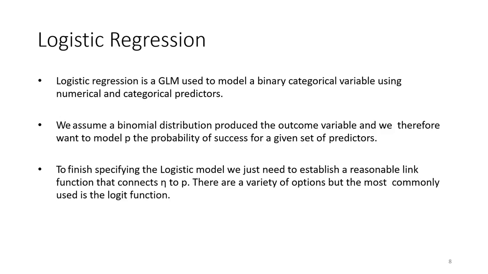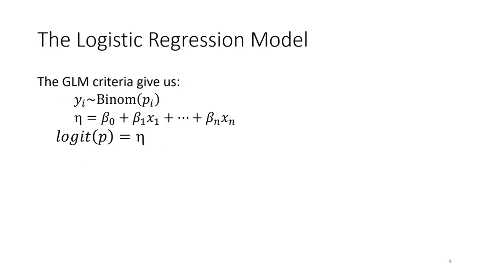And then to finish specifying the logistic model, we need to establish a reasonable link function that connects the left-hand side of the equation to your probability. And there are a variety of options, but the most commonly used is going to be the logit function. And the logit function is looking at the log of p being equal to the log of the odds. Again, where odds are p divided by 1 minus p. And remember, p needs to be between 0 and 1, or between 0% and 100%.